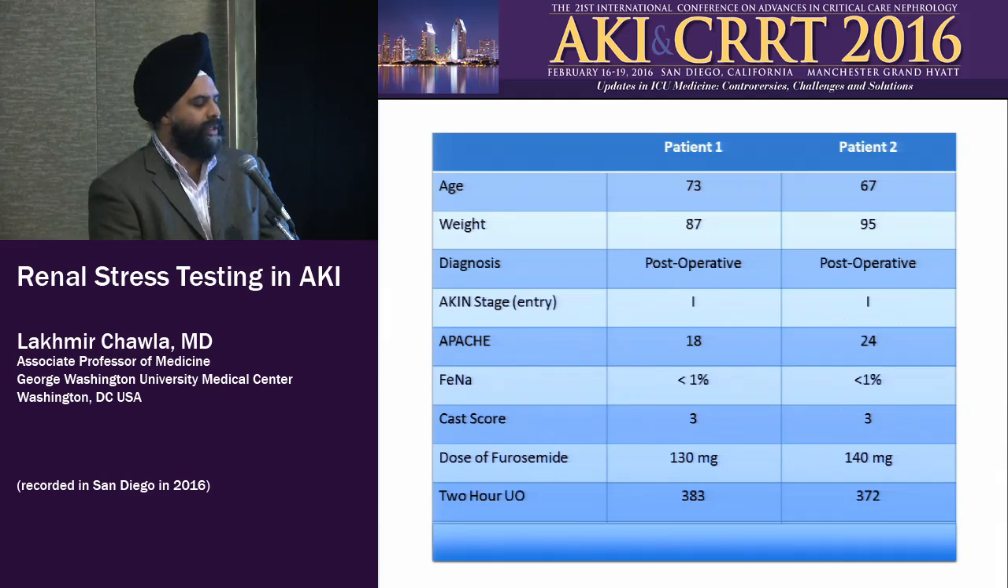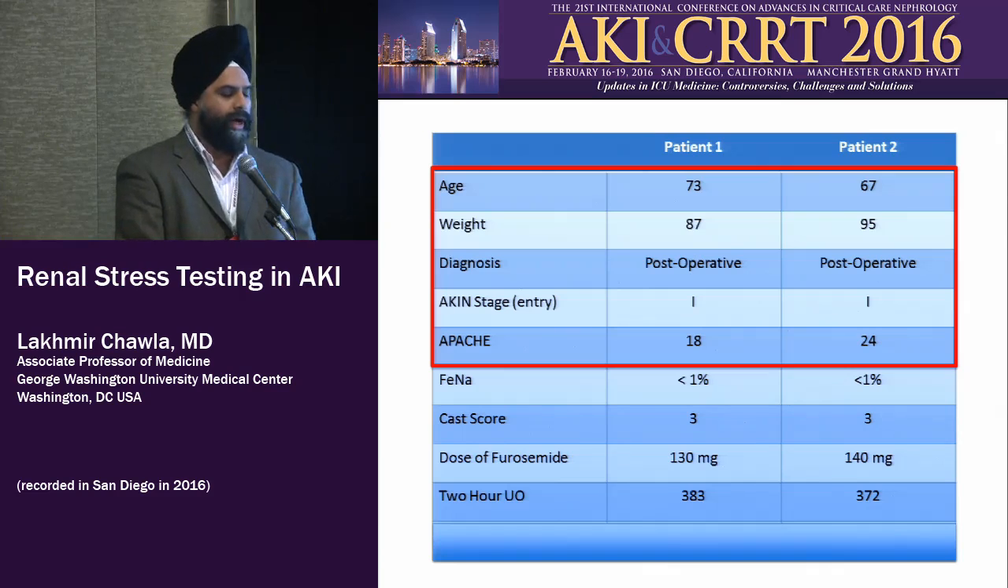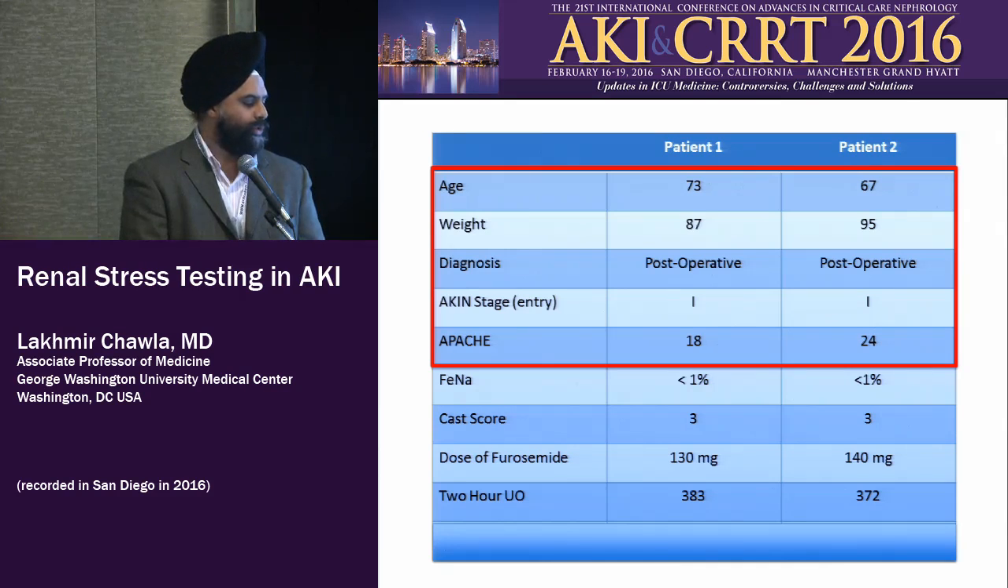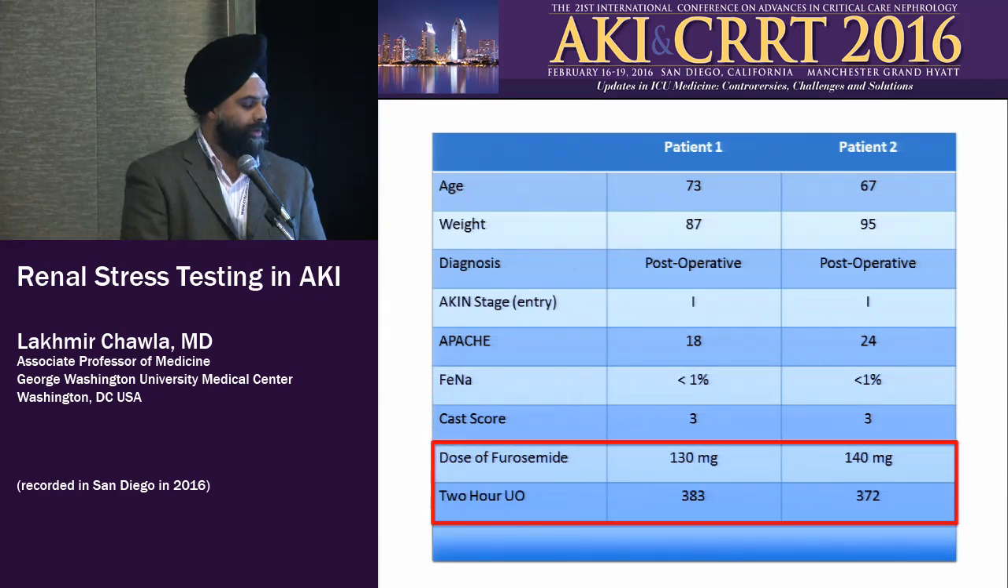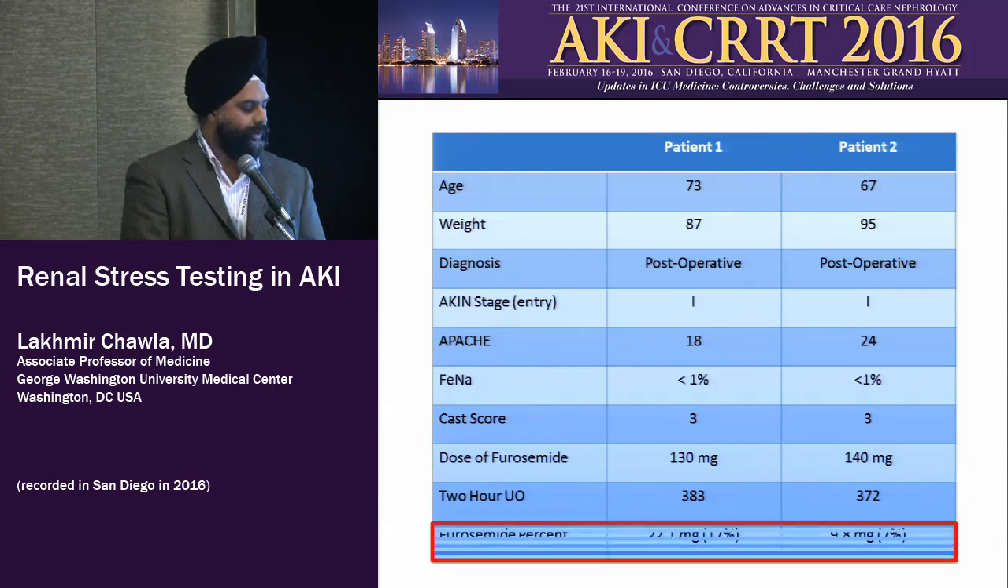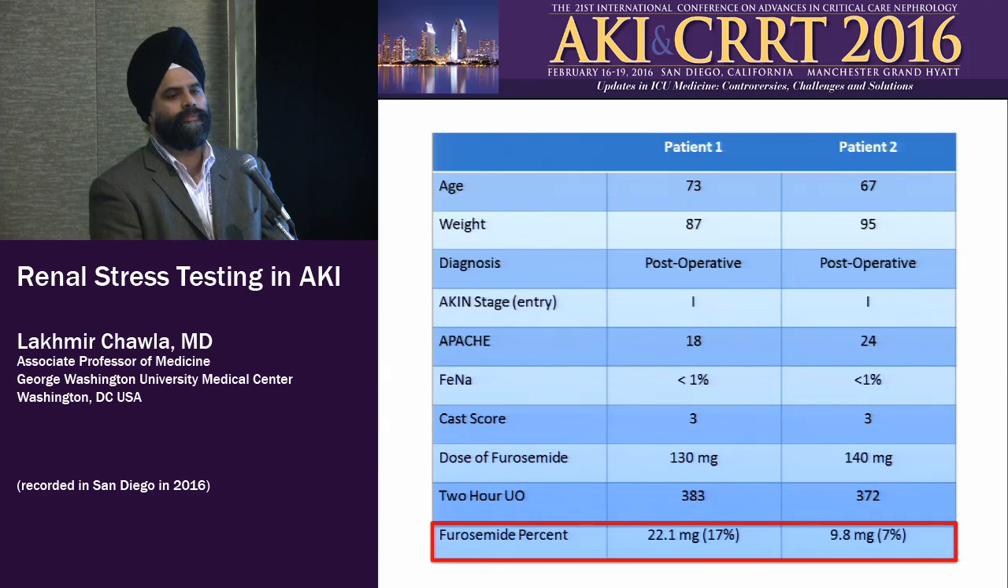They're 73 and 67 respectively. They're about the same weight. They both have postoperative AKI, and they have similar APACHE II scores. They both have FeNAs under 1%, and they both have lots of CAS based on their CAS score of 3. They look pretty similar, and they got nearly the identical dose of furosemide with a very similar urine output, but the amount of furosemide as a percent of what they secreted is quite different. Now, I don't know what this means, but I suspect it's highly informative.